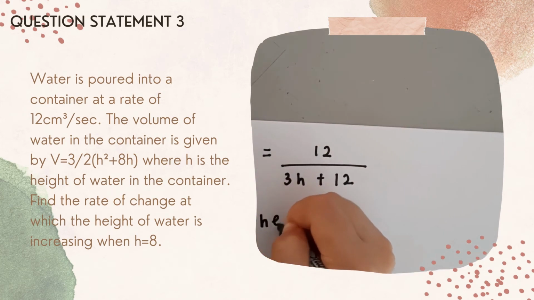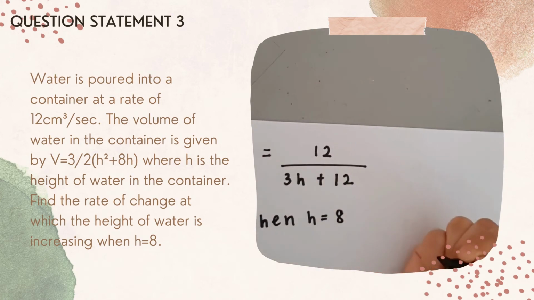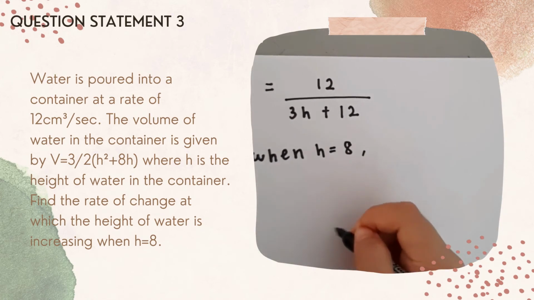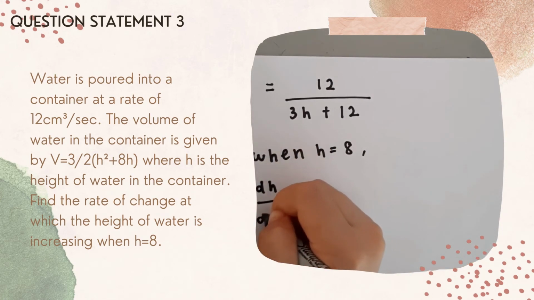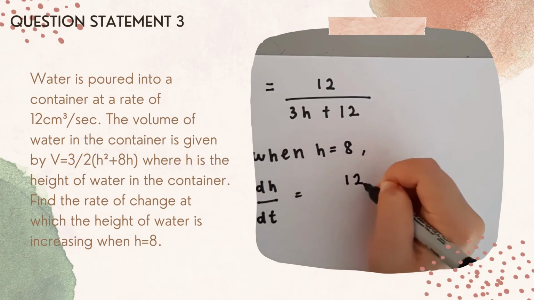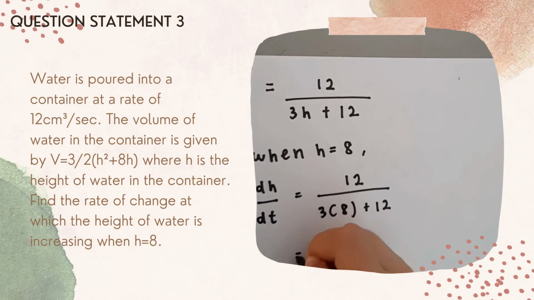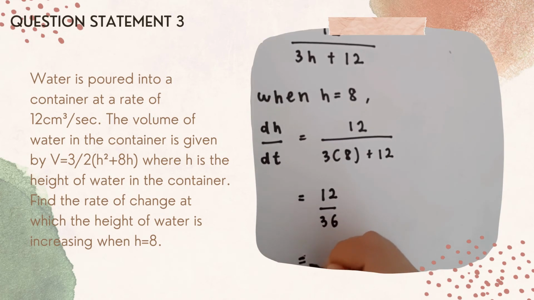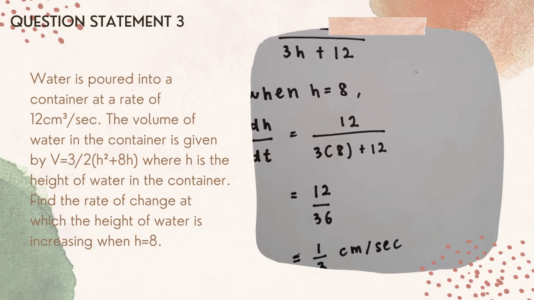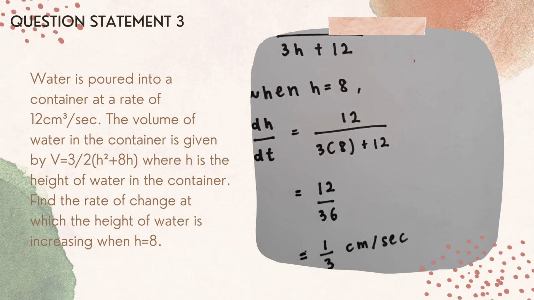When h equals 8, dH over dt equals 12 over 3 times 8 plus 12. After getting the answer, which is 12 over 36, we simplify the 12 over 36, so the answer is 1 over 3 centimeter per second. So that's all from me.